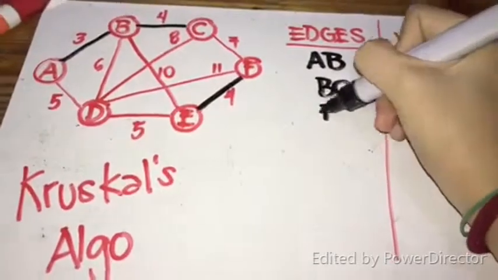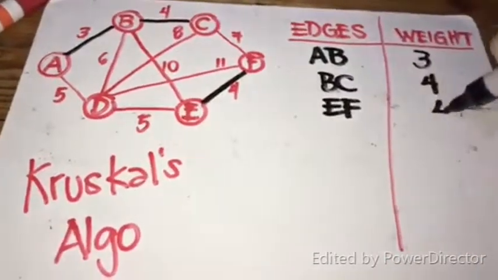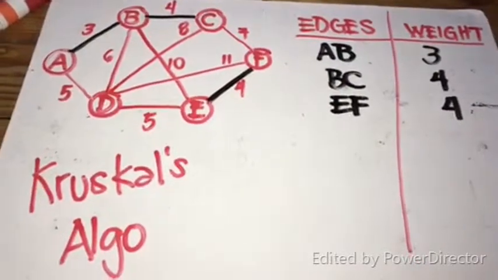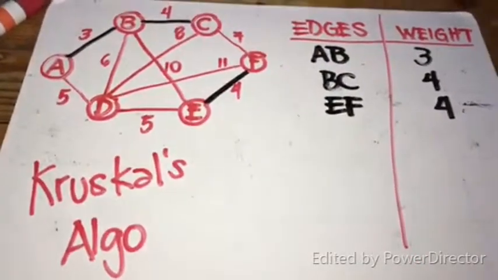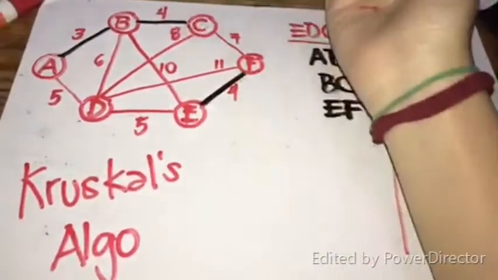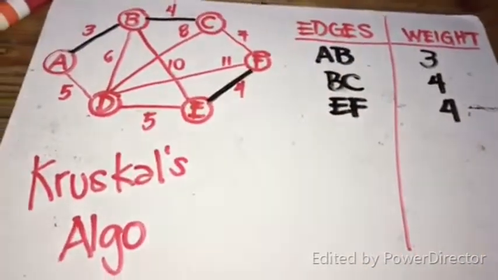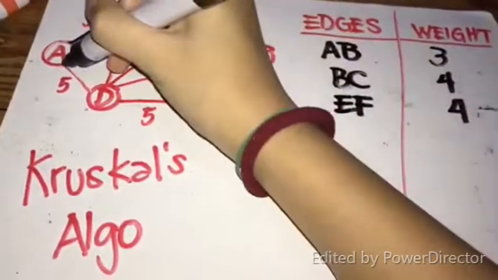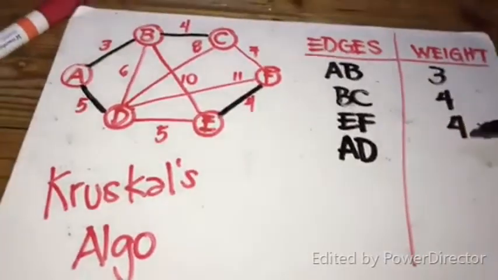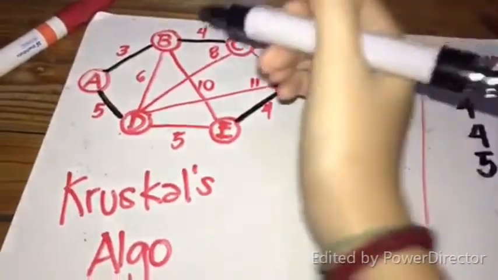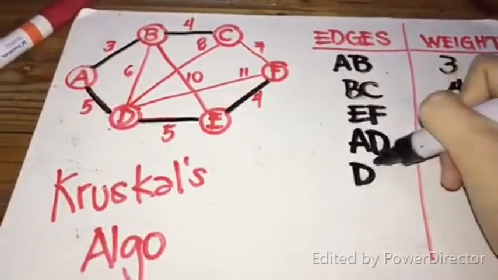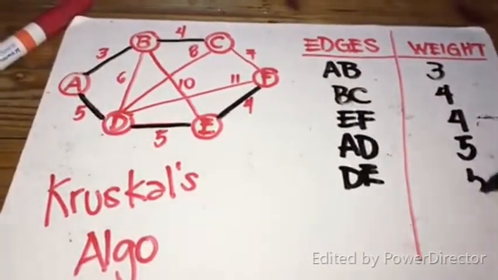So we can go and add that up. That's 4 also. Next, our smallest would be 5. So there are again 2 values of 5. So as long as it improves our connectivity, again, we can go ahead and connect that. So we have A, D, 5, and D to E is 5.